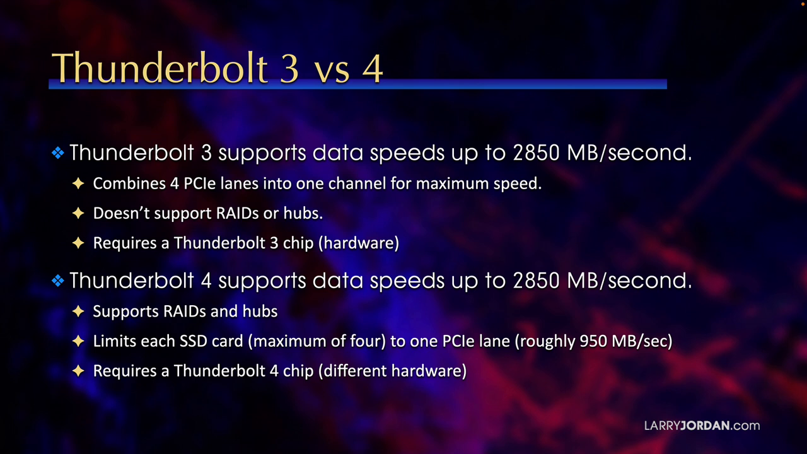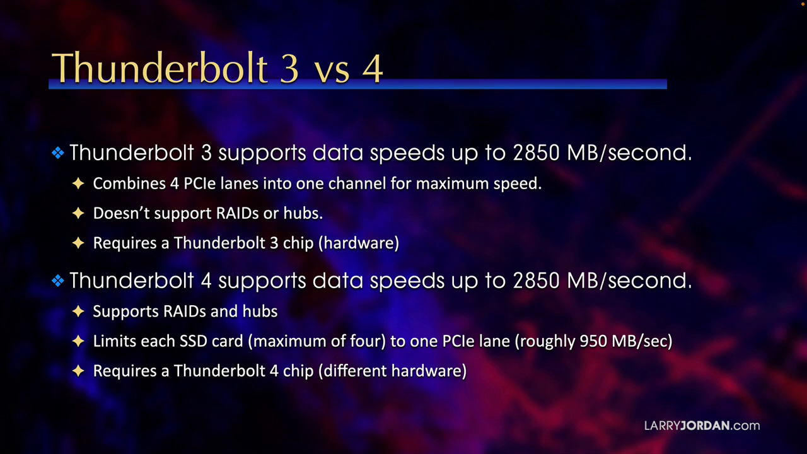Thunderbolt 3 supports data speeds up to 2850 megabytes a second, and it combines 4 PCIe lanes, which is how the device talks to the computer, into one channel for maximum speed. But it doesn't support RAIDs, and it doesn't support hubs, and the manufacturer of the hardware needs to put in a Thunderbolt 3 chip. Thunderbolt 4 supports data speeds up to 2850 and supports RAIDs and hubs.